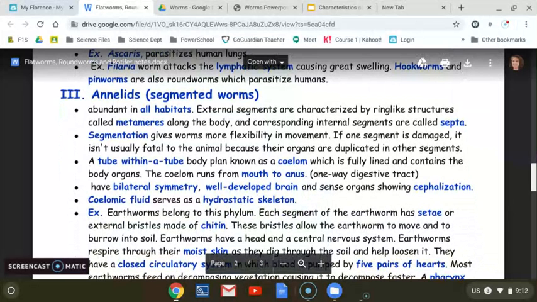It's a tube-within-a-tube body with a coelom, which is fully lined and contains the body organs. It runs from the mouth to the anus. They do have bilateral symmetry again. They have a well-developed brain and sense organs, showing cephalization. They belong to the phylum Annelida.